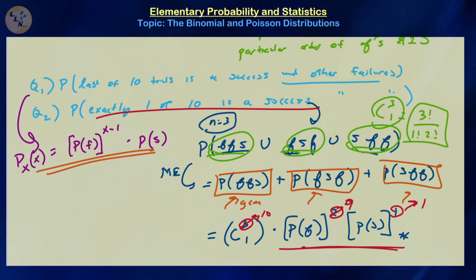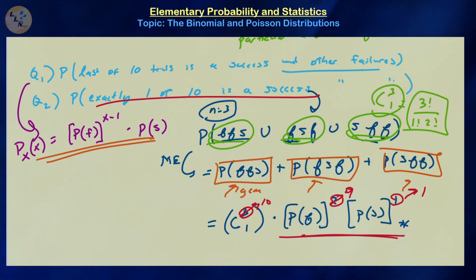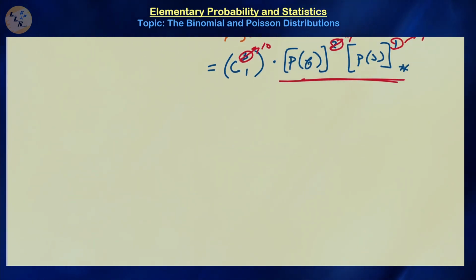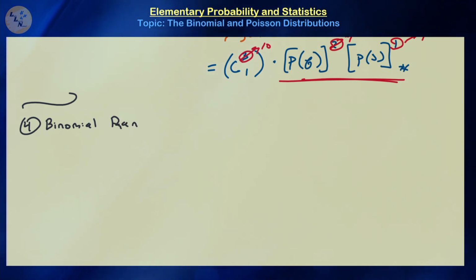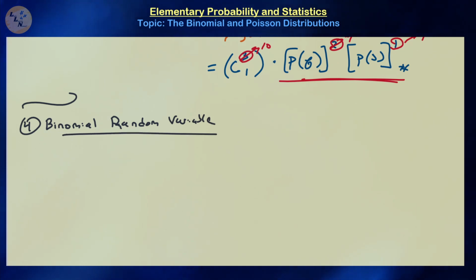So how would another problem look? Let's assume we don't want 1 success. What if we want many successes? Let's define this random variable. This is going to be called a binomial random variable, which is modeled by a binomial distribution, or a binomial probability mass function.